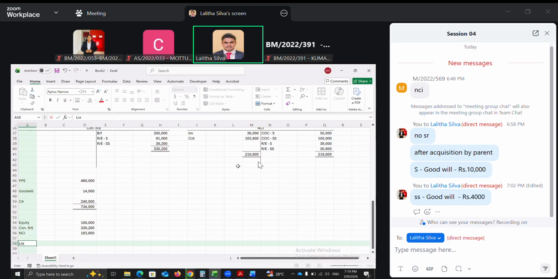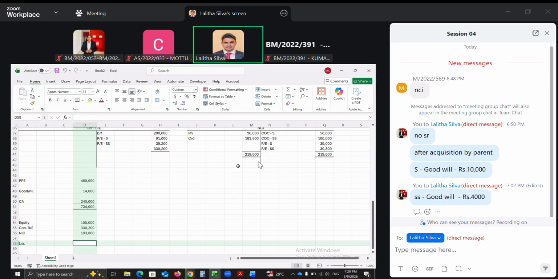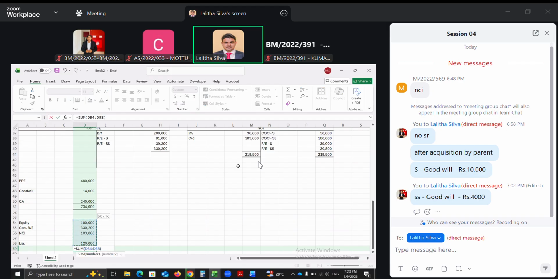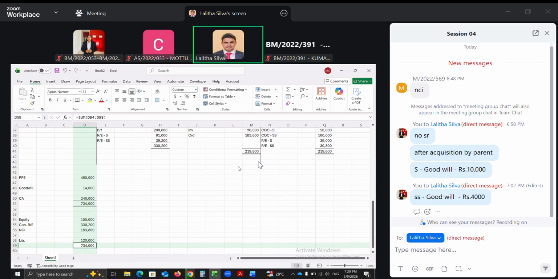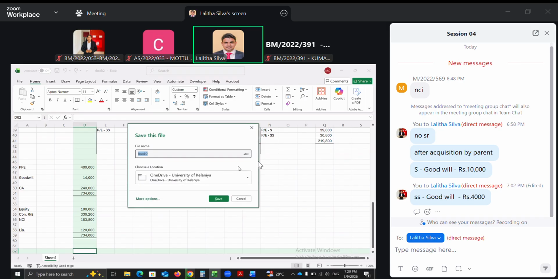And as liabilities, 70, 30 plus 20. Around 20 million. Balance at 734 million. Okay.